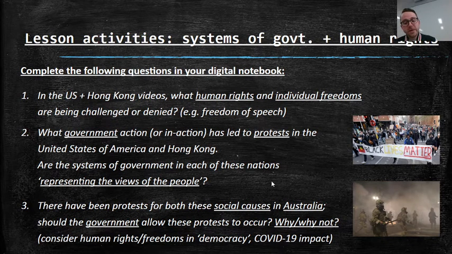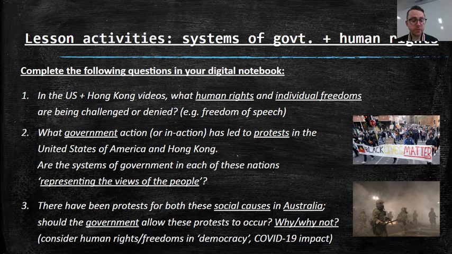And then question three, there have been protests for both of these social causes in Australia. Both the Hong Kong and the US protests have seen support in Australia. We've had protests in Fed Square, in Sydney, in South Australia, Adelaide, where Mrs. Tapley's from. So both of these protests are worldwide issues. Should the government in Australia allow these protests to occur? So they're not technically Australian events, but we are protesting for them. Should the government allow protests to occur? Why or why not? Consider human rights and freedoms in a democracy. So do we have the right to protest? And consider the impact of COVID-19.